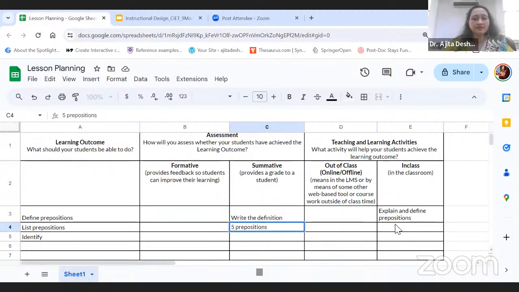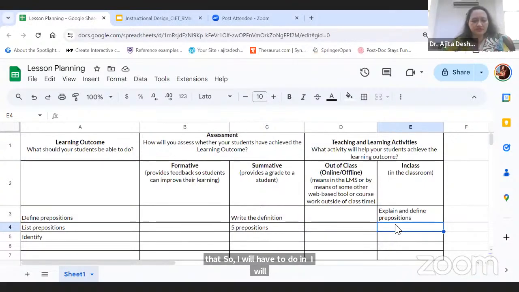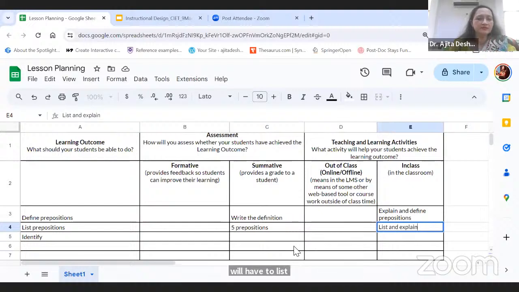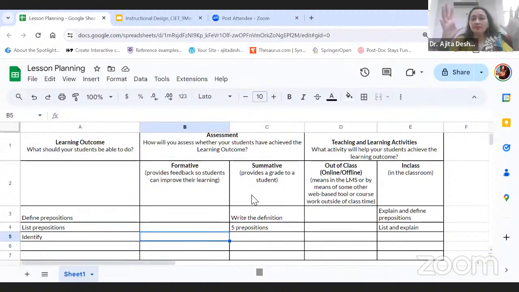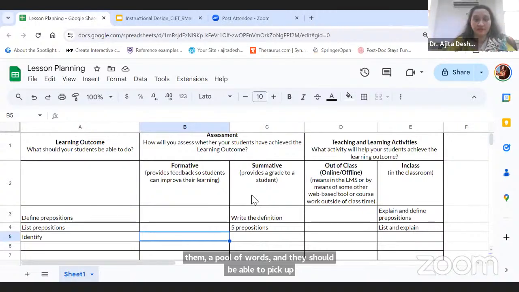And because they're going to list, it would be a typing activity or something like that. So I will have to do it in the class, I will have to give them a list of things. So here also I will have to list and explain in the class. Now for identification, I give them a pool of words and they should be able to pick out the correct ones. So here they are actually applying what they have understood.